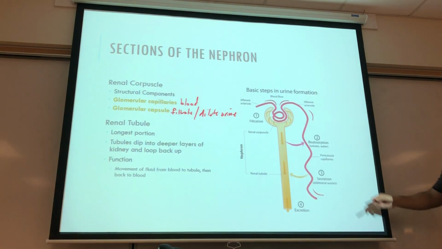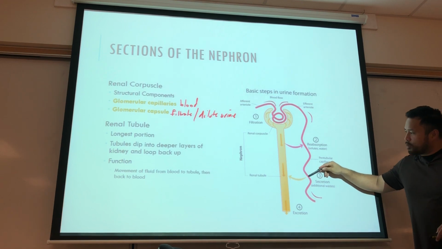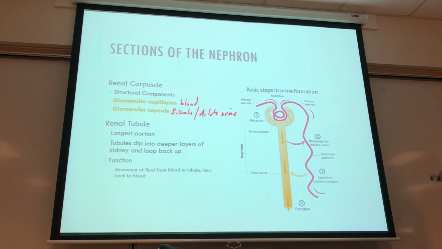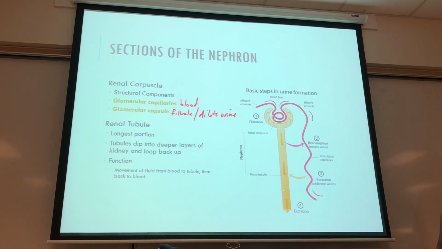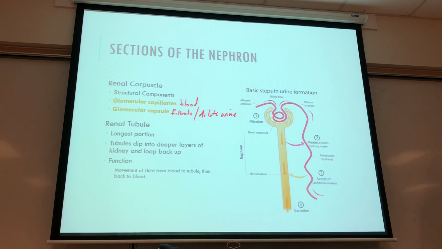And then anything that we need to get rid of is going to be called secretion. This is stuff that's going back from the blood back into the urine. And reabsorption as well as secretion all take place in different areas, and you'll see where those areas specifically take place.